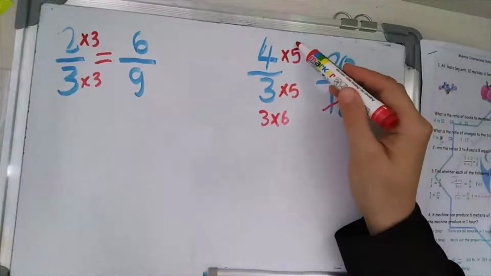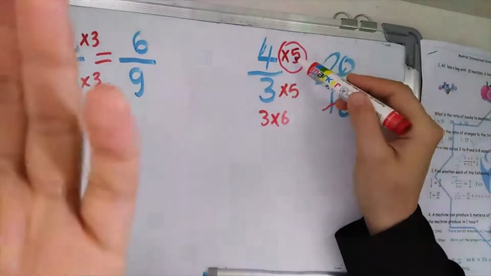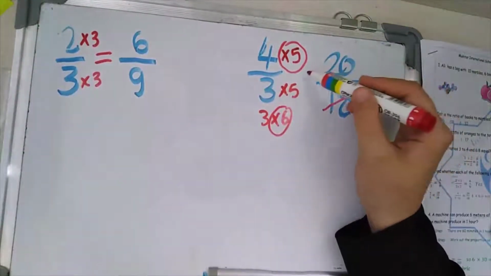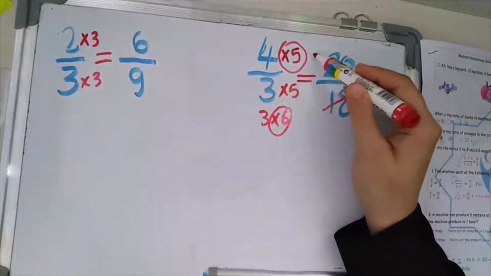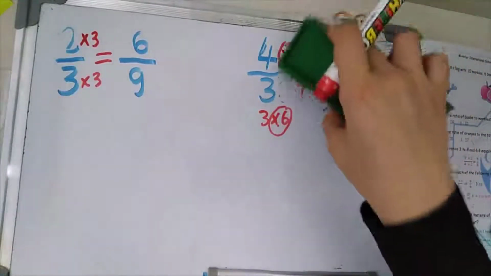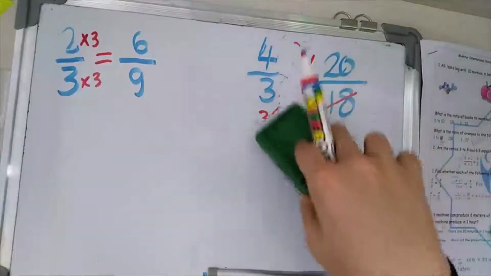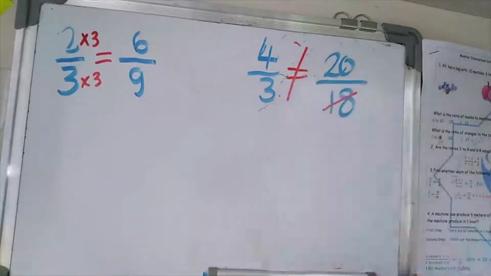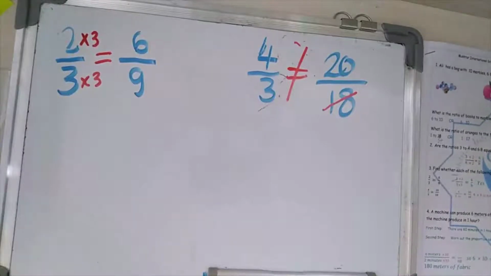Also, the problem here is that I multiplied by a number up here, and I multiplied by another number down there. So these two ratios are not equal. And we write the not equal sign like that. Okay? Not equal. For question number 4, a machine can produce 6 meters of fabric in 2 minutes.